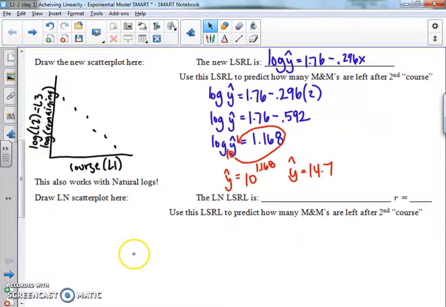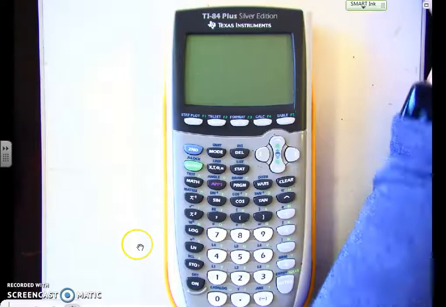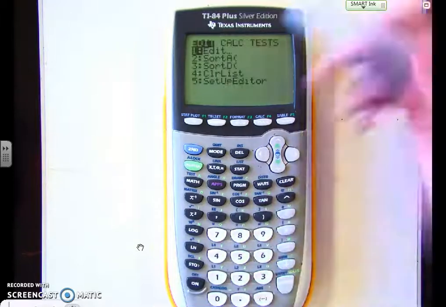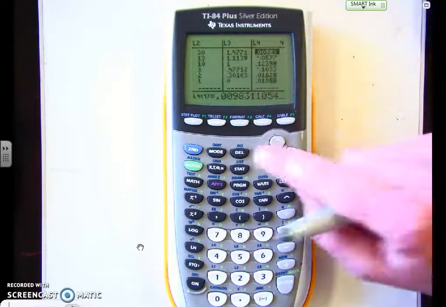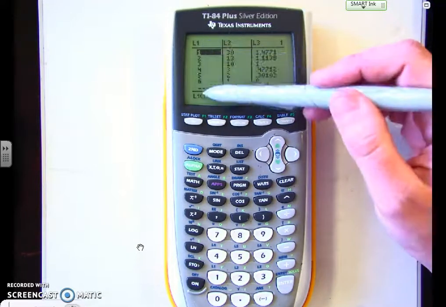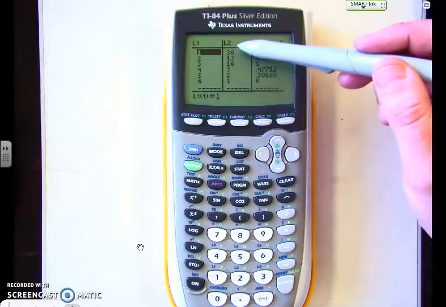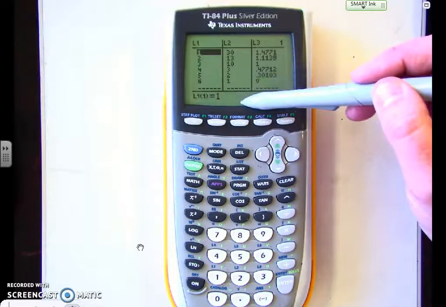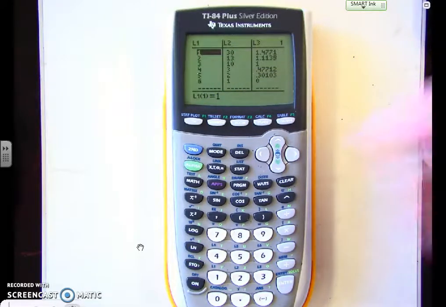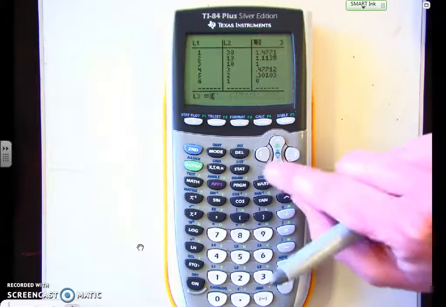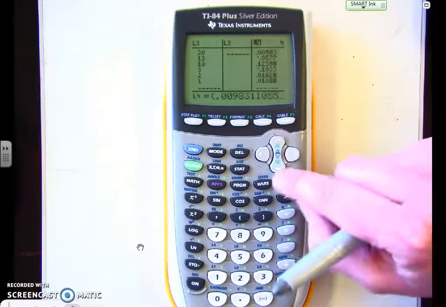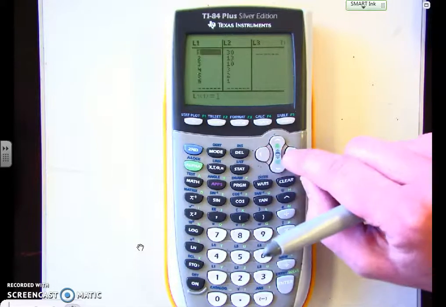Well, I'm going to go back to my calculator. And if you guys remember, I'm going to scroll way over. List 1 is the explanatory, which is the course number. This is the original response, which is the amount of M&Ms remaining. For now, I'm just going to delete out list 3. I don't need to use that. I'm going to delete out list 4. I'm not going to use that right now anymore either.